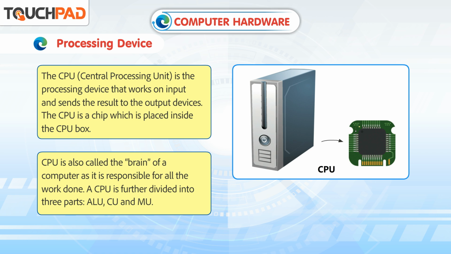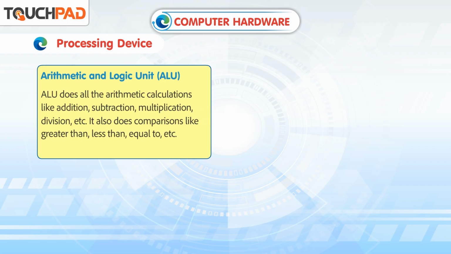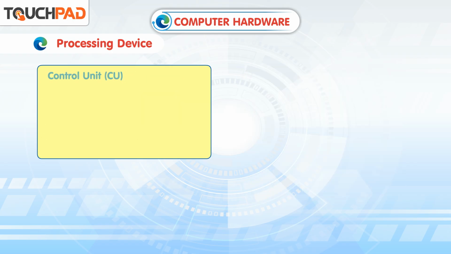A CPU is further divided into 3 parts: ALU, CU, and MU. Arithmetic and Logic Unit, ALU. ALU does all the arithmetic calculations like addition, subtraction, multiplication, division, etc. It also does comparisons like greater than, less than, equal to, etc.